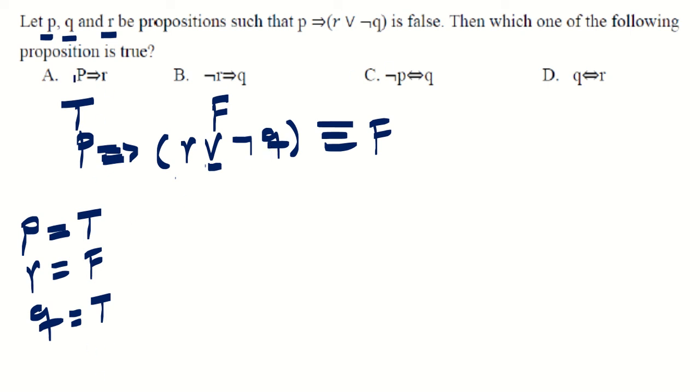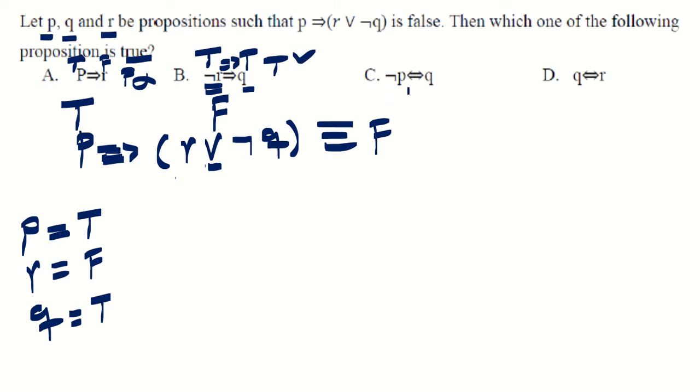Now let us check which one of the following is true. A: P is true and Q is false. P implies false is false. Doesn't work. B: negation R. Negation R is true, and Q is also true. True implies true is true. Yes, this one works.